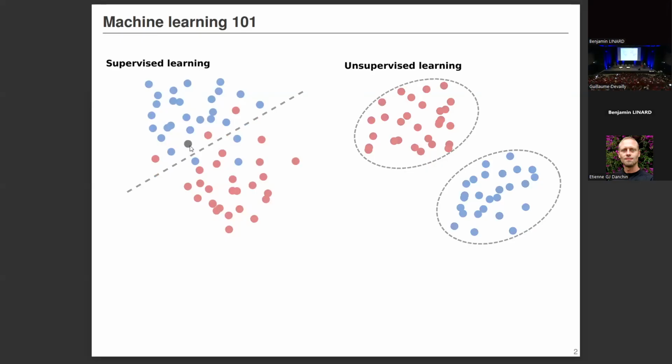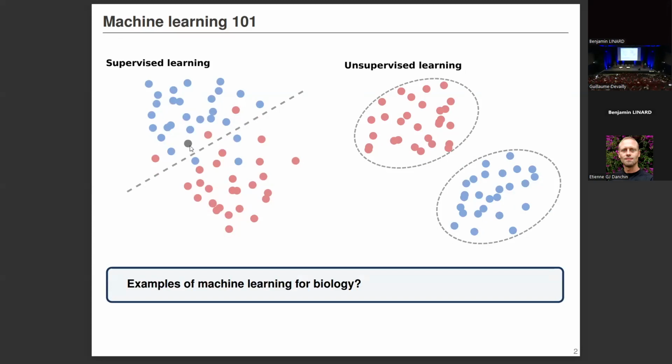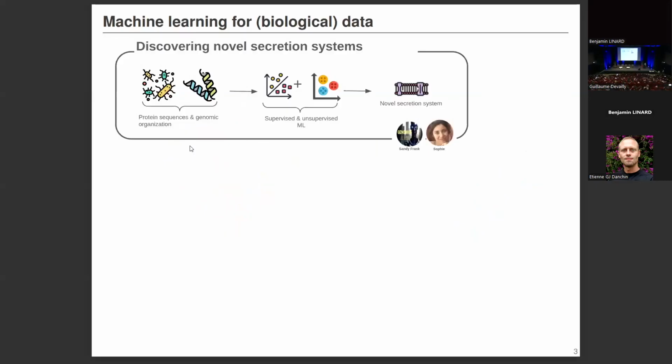So to give examples of learning for biology, I'm going to present you very briefly 3 projects that we currently have ongoing in the lab. The first one is a project about discovering novel secretion system types in bacteria. These are complexes of proteins that bacteria use to interact with the environment, and they're really hard to characterize in the lab. Currently there are 10 types known. And so the question was, can we build machine learning techniques that use protein sequence and genomic organization to help us discover novel types of secretion systems?